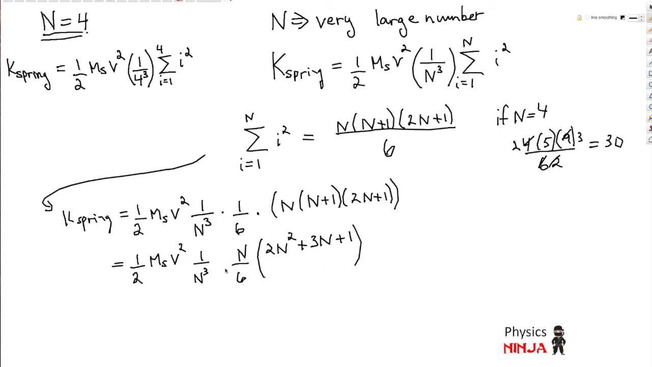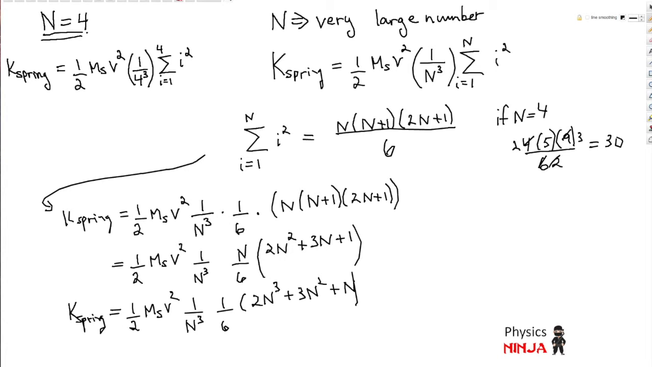And one final step here. Again, if you multiply this n through each one of the terms, we'll end up getting 1/2 mv squared times 1/n cubed times 1/6, and this will be 2n cubed plus 3n squared plus n. So here's our final expression for the spring kinetic energy when we break the spring down into n segments.